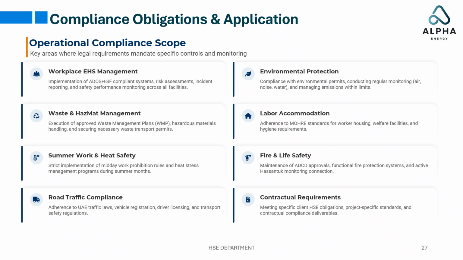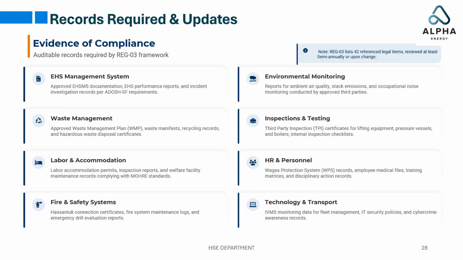Finally, contractual requirements ensure that project operations comply with specific client HSE obligations, project standards, and contractual compliance deliverables. The Records Required and Updates section highlights the auditable evidence needed to demonstrate compliance under the Reg 03 Legal Requirements Framework. These records include documentation related to the EHS management system, such as approved EHSMS documents, safety performance reports, and incident investigation records in accordance with the A-SF requirements.